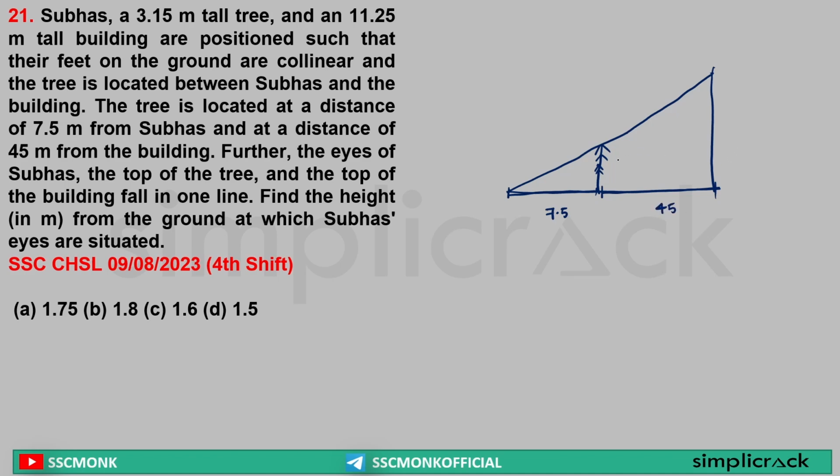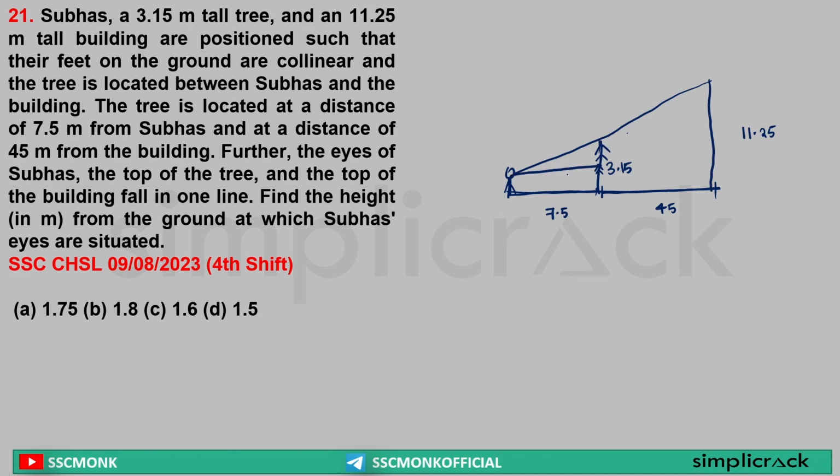It is saying the tree length is equal to what? 3.15 meter. The length of the tall building is what? 11.25 meter. Yes or no? Yes. Now it is saying find the height from the ground at which Subhas's eyes are situated. Yes, sorted. So let's say Subhas is standing here, okay, and he is looking at the height here. Okay, so let's draw it this way.